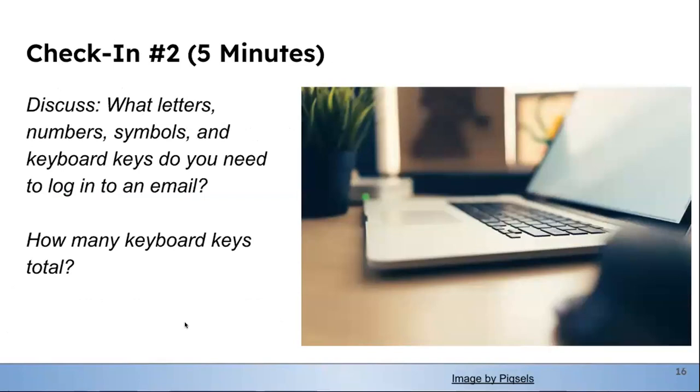So here's our second check-in point. If I need to teach my class something about using passwords, creating a password and logging into a device, what letters, symbols, and keyboard keys do they need to know to be successful in that objective? What do you think? You can write it in the chat, or you can just say it out loud.